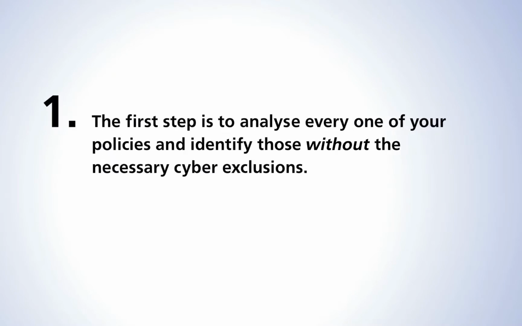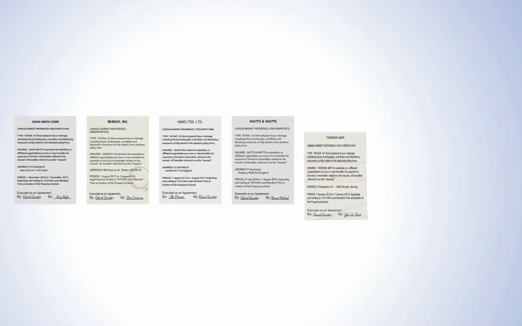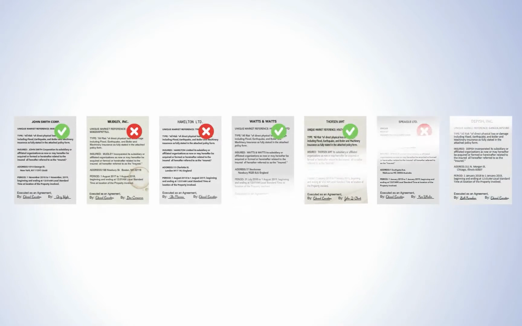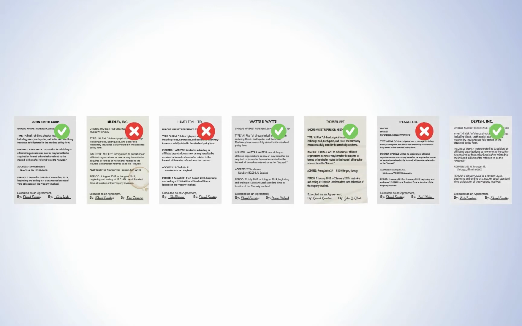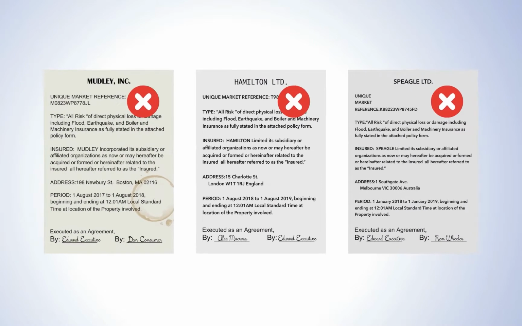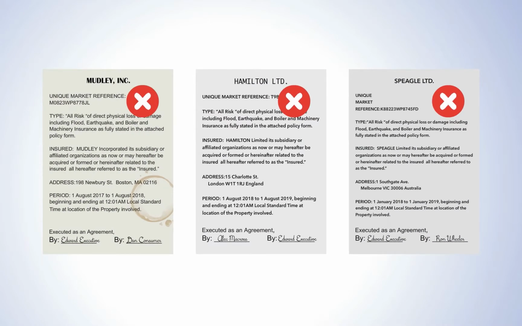The first step is to analyse every one of your policies and identify those without the necessary cyber exclusions. Done manually, this process is resource heavy and error prone. With Exari, our data extraction and analysis capabilities will seamlessly scan every one of your market reform contracts and immediately identify those without the necessary exclusions. You now have a comprehensive list of high-risk policies, allowing you to seek endorsements to mitigate your exposure.